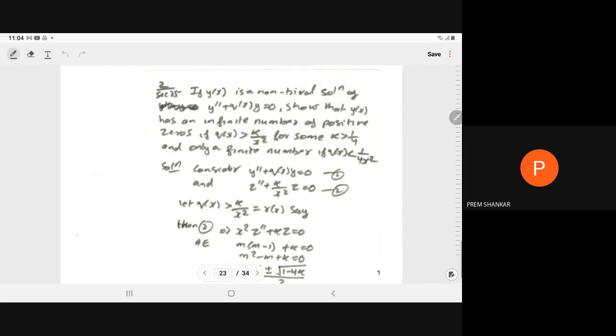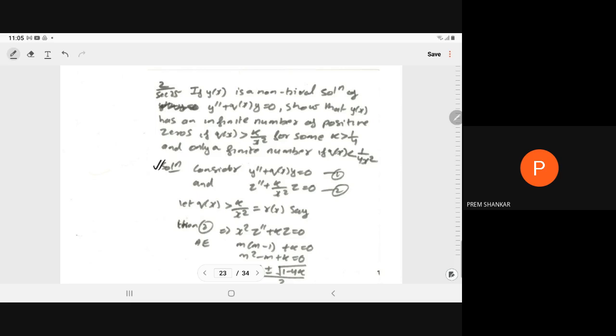Now question number 2 from section 25: if y(x) is a non-trivial solution of y double dash plus q(x) y is equal to 0, show that y has an infinite number of positive zeros if q(x) is greater than k upon x square for some k greater than 1 by 4, and only a finite number of zeros if q(x) is less than 1 upon 4x square. So in this case we will solve this question by two methods.